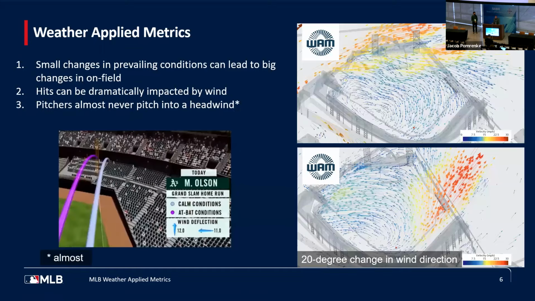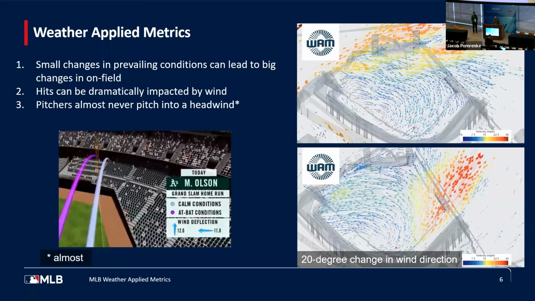All right, some lessons that we've learned in the handful of parks that we've run this in. Sometimes small changes in the prevailing conditions can cause massive changes on field. If you look at the two pictures on the right, those are wind field solutions at an anonymous ballpark. The only difference is a 20-degree change in the prevailing wind direction. So a tiny change in the prevailing wind basically caused wind to go from pushing in towards right field to blowing out to right field. That's a massive difference, only caused by a slight change in prevailing conditions.